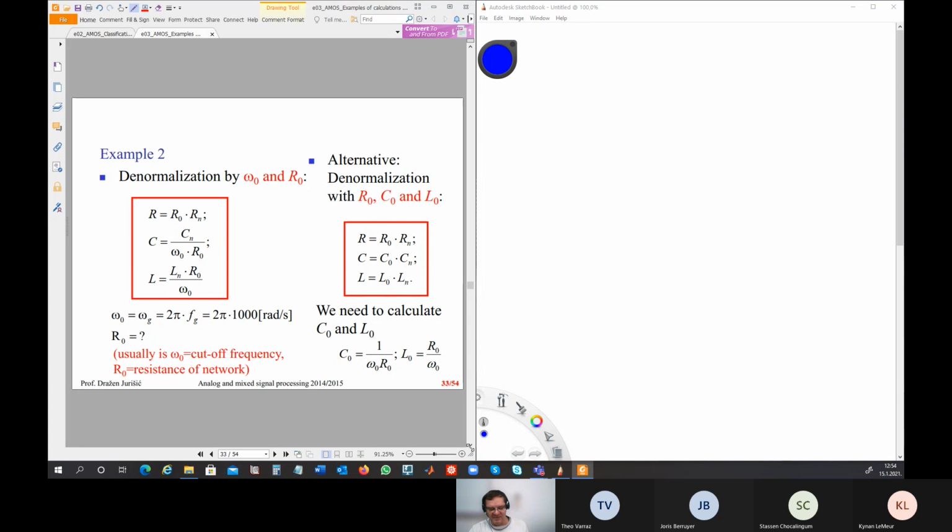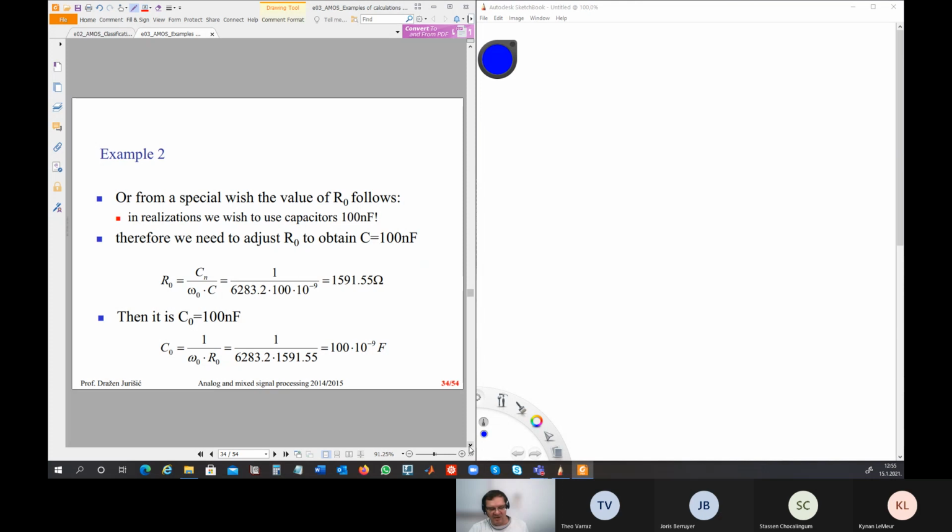Here are equations for denormalization. Usually you have 2 parameters for denormalization. This is omega 0, which is called denormalization by frequency, and R0, which is called denormalization by impedance. So here is how you can perform it, or you can use this. So this is all equivalent. Okay, for omega 0 we usually use the cutoff frequency. For R0 we usually use the resistance of the network.